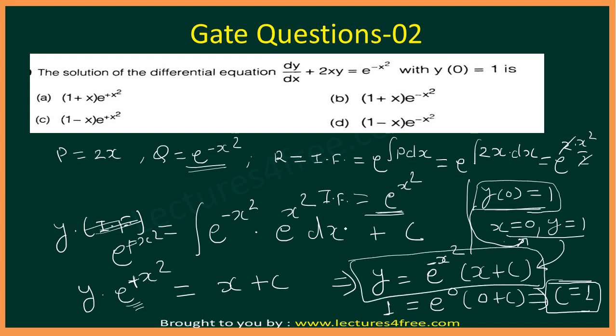So you will get y is equal to e to the power minus x square, in bracket x plus 1. Now compare this with the options. Then you will see option B is the right answer. Option B is the right answer.